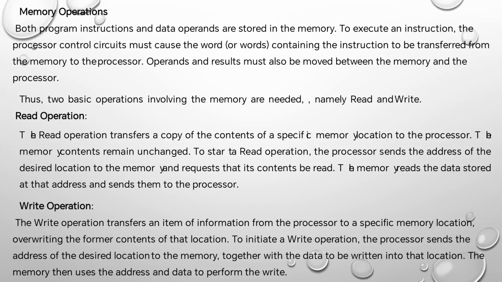Next we can see the write operation. The write operation transfers an item of information from the processor to a specific memory location, overwriting the former contents of the location. To initiate a write operation, the processor sends the address of the desired location to the memory together with the data to be written into the location. The memory then uses the address and data to perform the write.